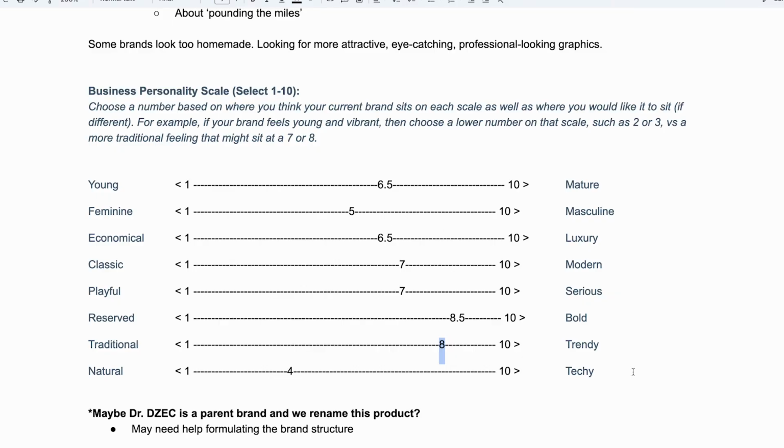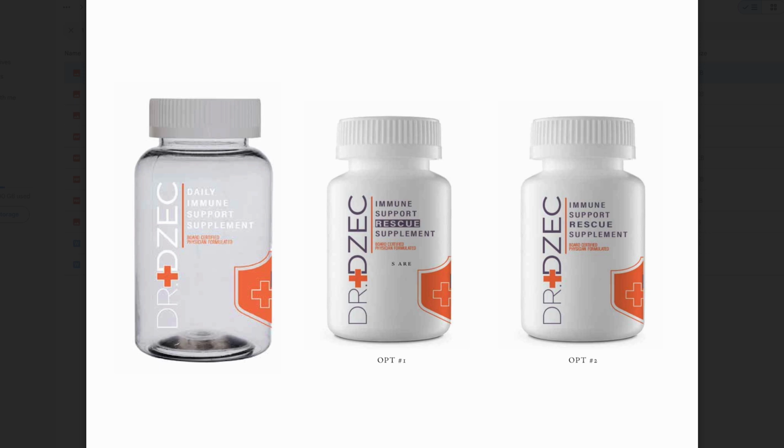Another thing that they also said was an 8 on the trendy scale. If 1 is traditional and 10 is trendy, they gave me an 8. Same thing there, looking at the package design, to me, that feels much more traditional than trendy. So I'm starting to see some misalignments there.